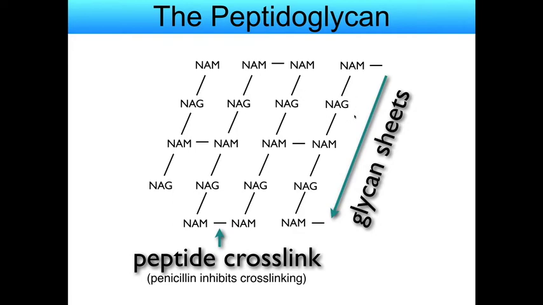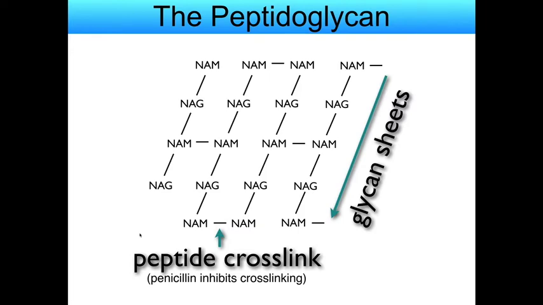N-acetylglucosamine looks just like glucose, except there's an N-acetyl group on it. N-acetylmuramic acid looks just like N-acetylglucosamine, except there's a tetrapeptide hanging off one of the carbons. And that tetrapeptide can be cross-linked with a neighboring N-acetylmuramic acid tetrapeptide. So what causes this peptide link? There are enzymes called transpeptidases, and these enzymes are responsible for the cross-linking.